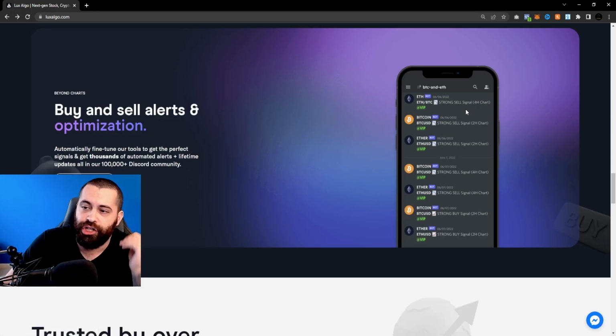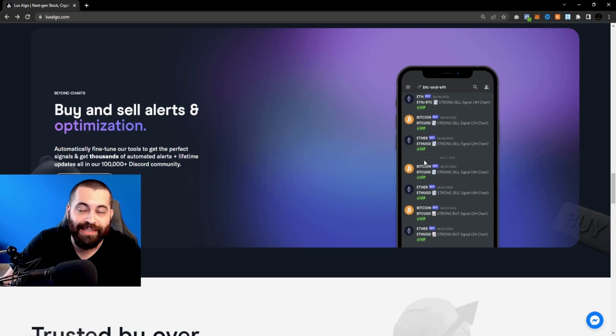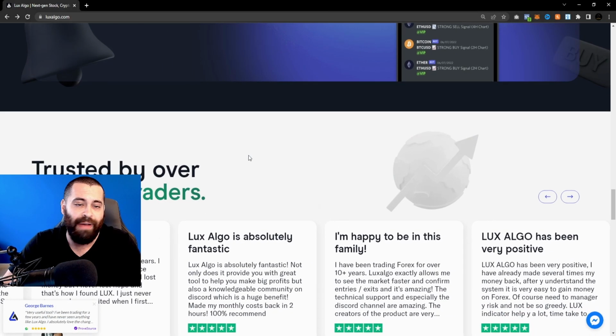As you can see here, they're going to show you a strong sell signal. For example, here they're saying 4-hour chart, strong sell signal, strong buy signal. So they're going to give you different coins, things like that, whatever you're into, of course. And they're going to give you these tips even in the Discord community. Okay. So that's huge value even right there.